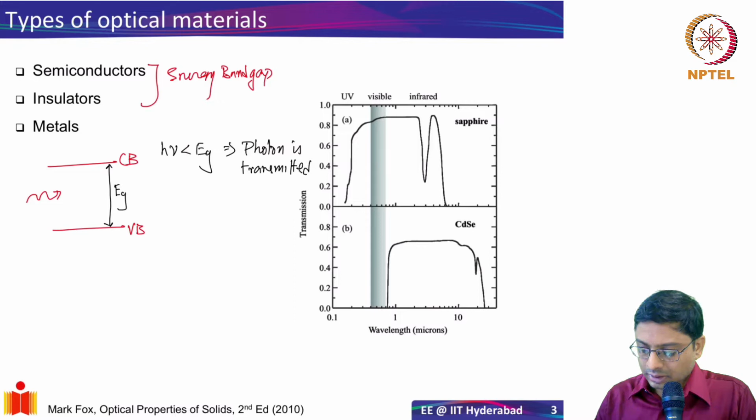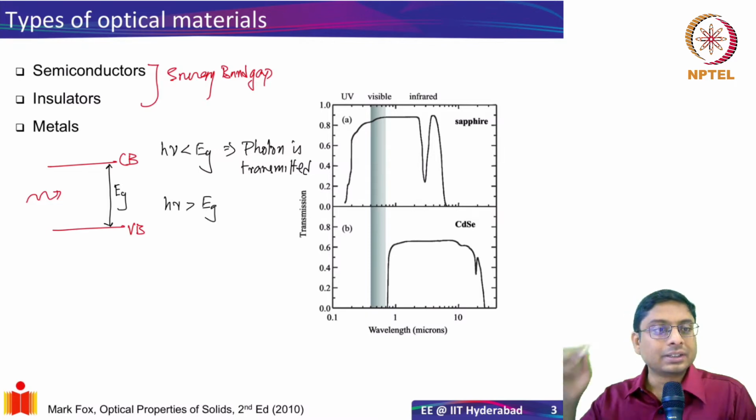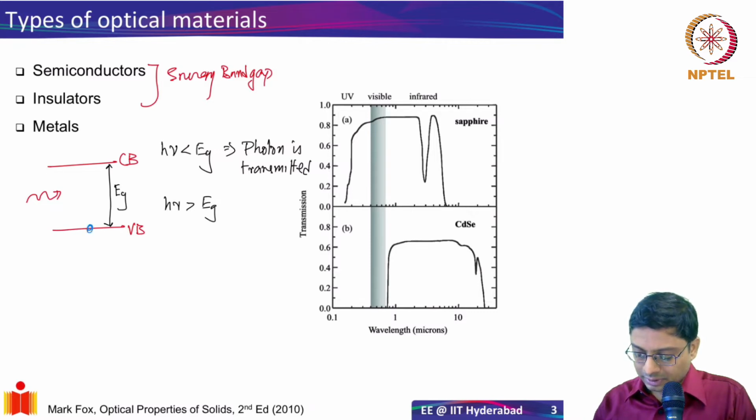All right. But if h nu is greater than Eg, for example, the energy of the photon is greater than the band gap, then the photon can actually cause an electron to go from the valence band to a higher energy level, which is the conduction band. The conduction band has a lot of empty states. The valence band is full of electrons. So this transition can happen. An electron can go from here into this. When this transition happens, the energy is transferred to the electron. Therefore, the photon is lost, or the photon is absorbed.